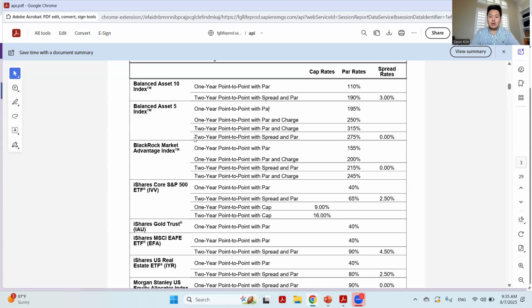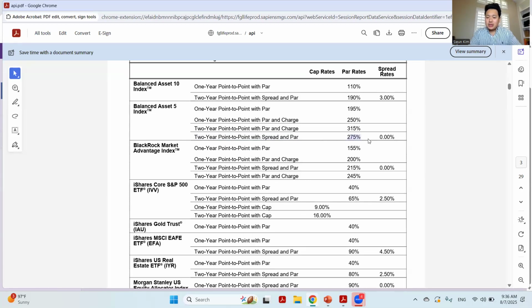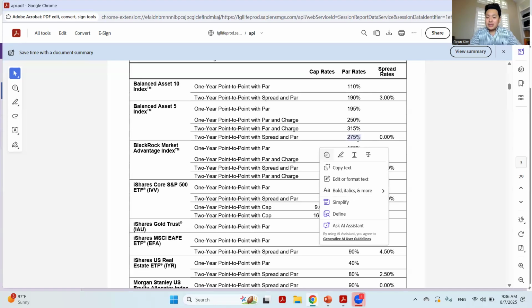Okay. There's another one called 2 year point to point. 2 year point to point means that you wait to get interest credited into your account every 2 years instead of every year. And the client goes, why would you do 2 years versus one? Because if you take a look at it, 1 year point to point, what does it say here? The participation rate is 195%. But look at the 2 year, how much does it say? What's the participation rate? It's 275%.